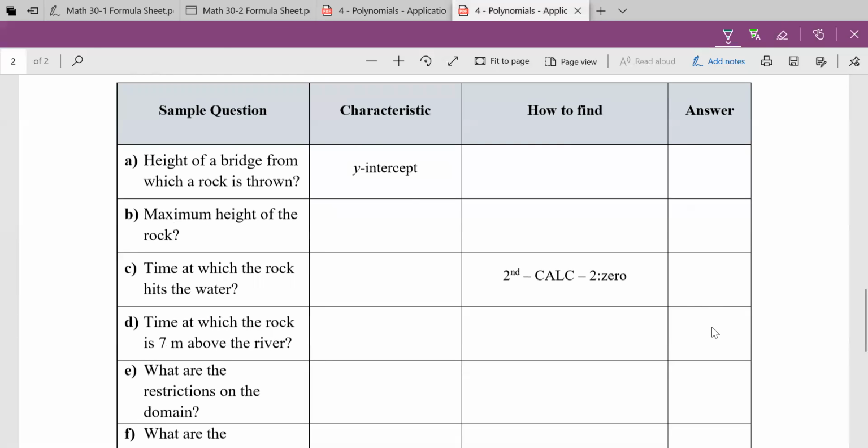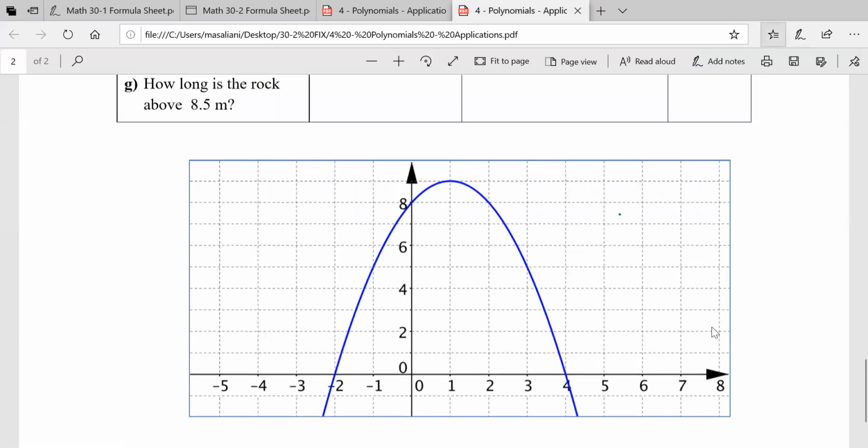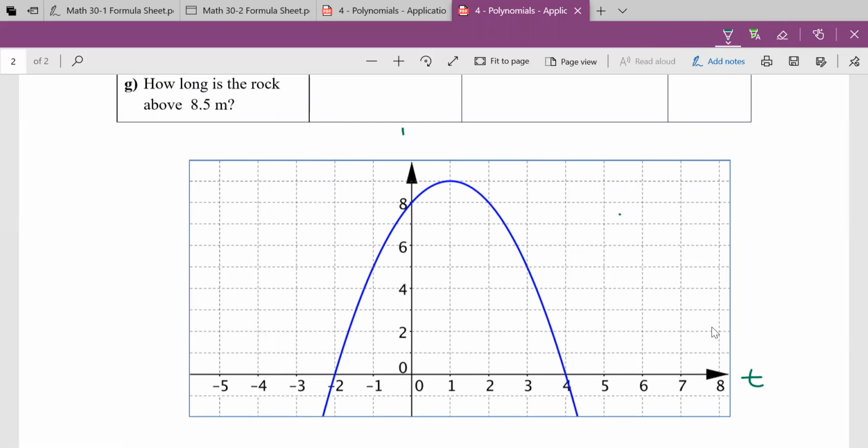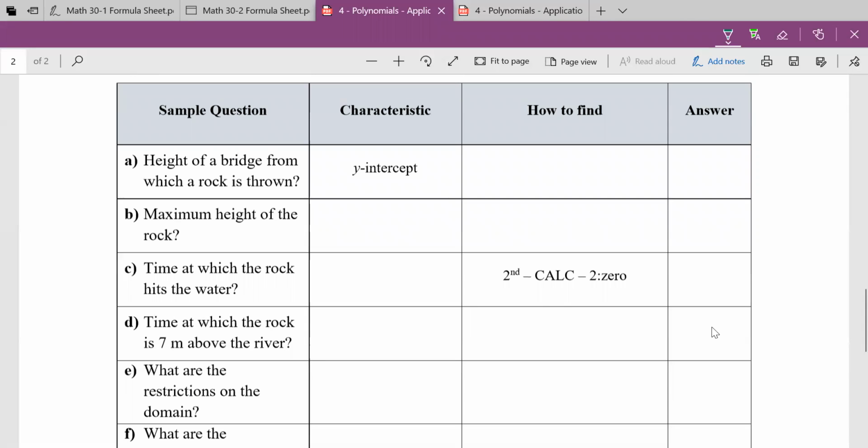Well, if I look at the graph, if this is time on my x-axis here, and this is height here, where was the rock thrown from? It's right there. That's the y-intercept. How do I find it? Well, I can simply let x equal 0, or I could look at my constant term. And so in this case, 8 meters. Now, again, sometimes it's not going to be about the answer. It's going to be where am I looking, the y-intercept.